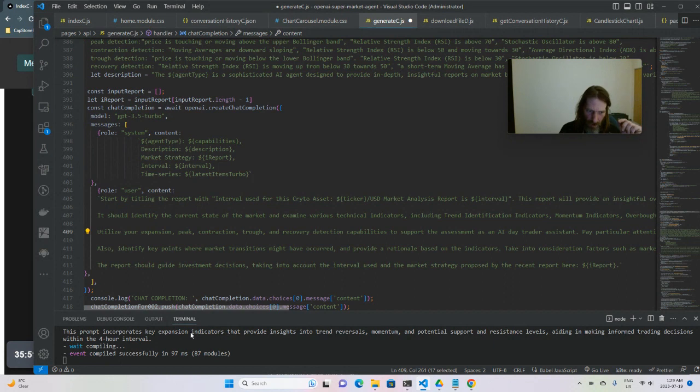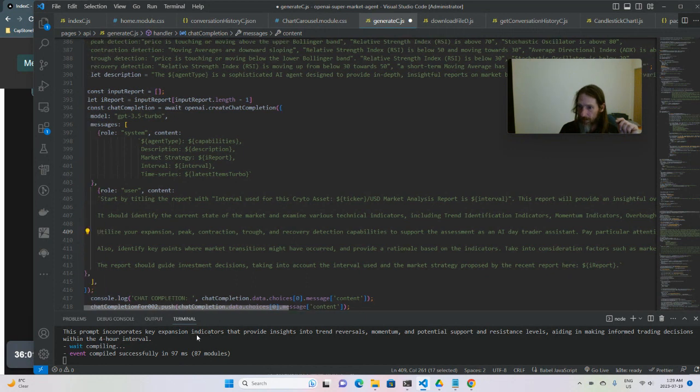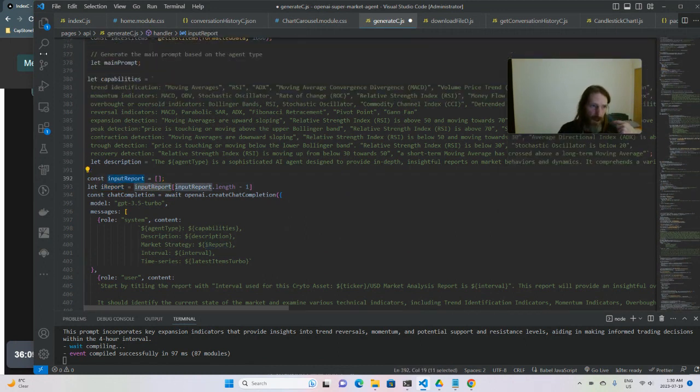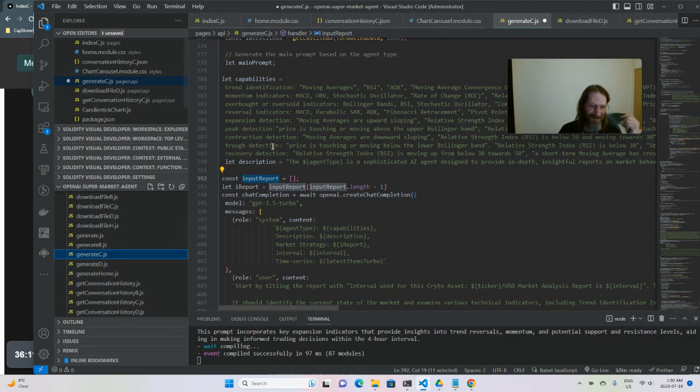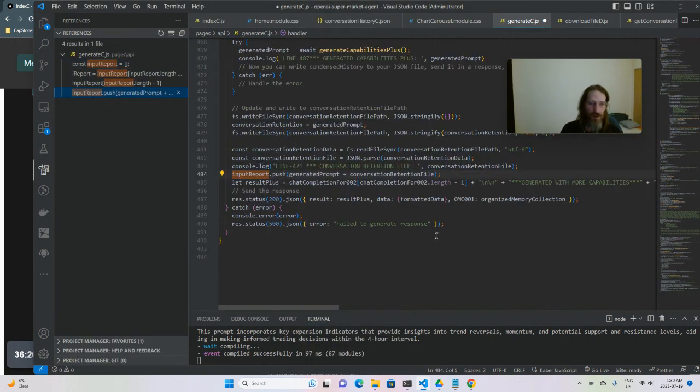The report should guide investment decisions, taking into account the interval used and the market strategy proposed by the recent report here. Boom, recent report, the AI report. What is the AI report? It's this report. What is that report? Okay, where do I push it? I push it here.